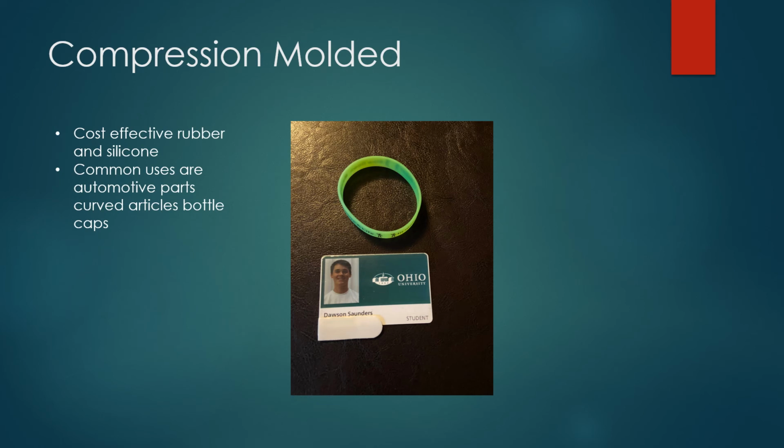Okay, so last but not least, we have compression molded. It's a rather vast category of items, but I ended up choosing this silicone band. Compression molding is very good at providing cost-effective rubber and silicone due to the molds for compression molding being cheaper than the other processes. Common uses are automotive parts and other curved articles, so a lot of plastic that has a curve to it is compression molded.